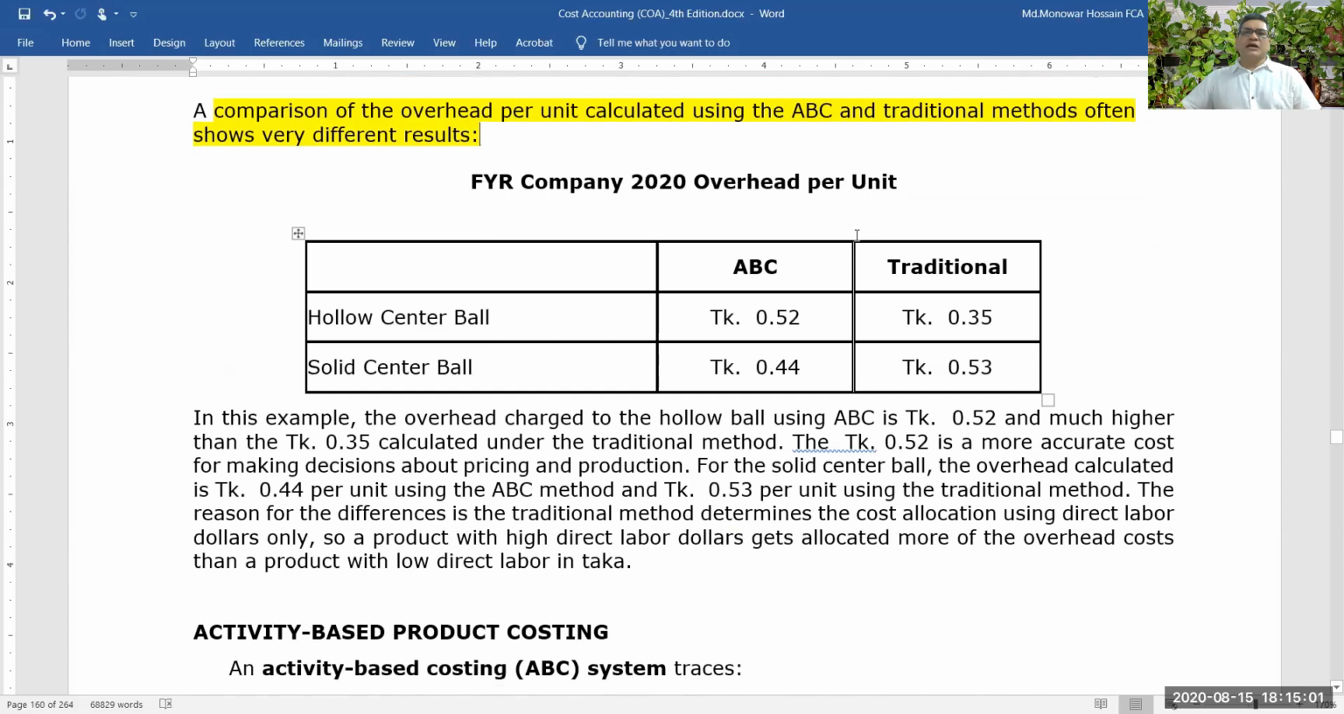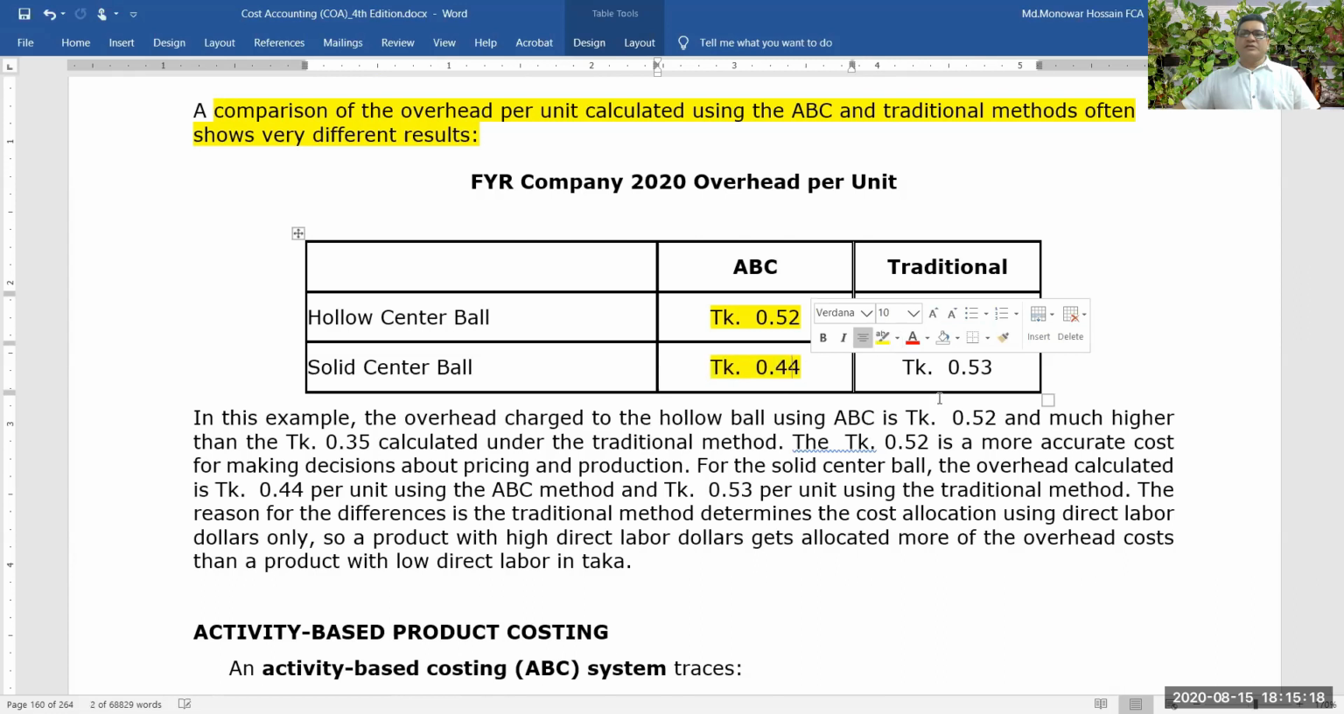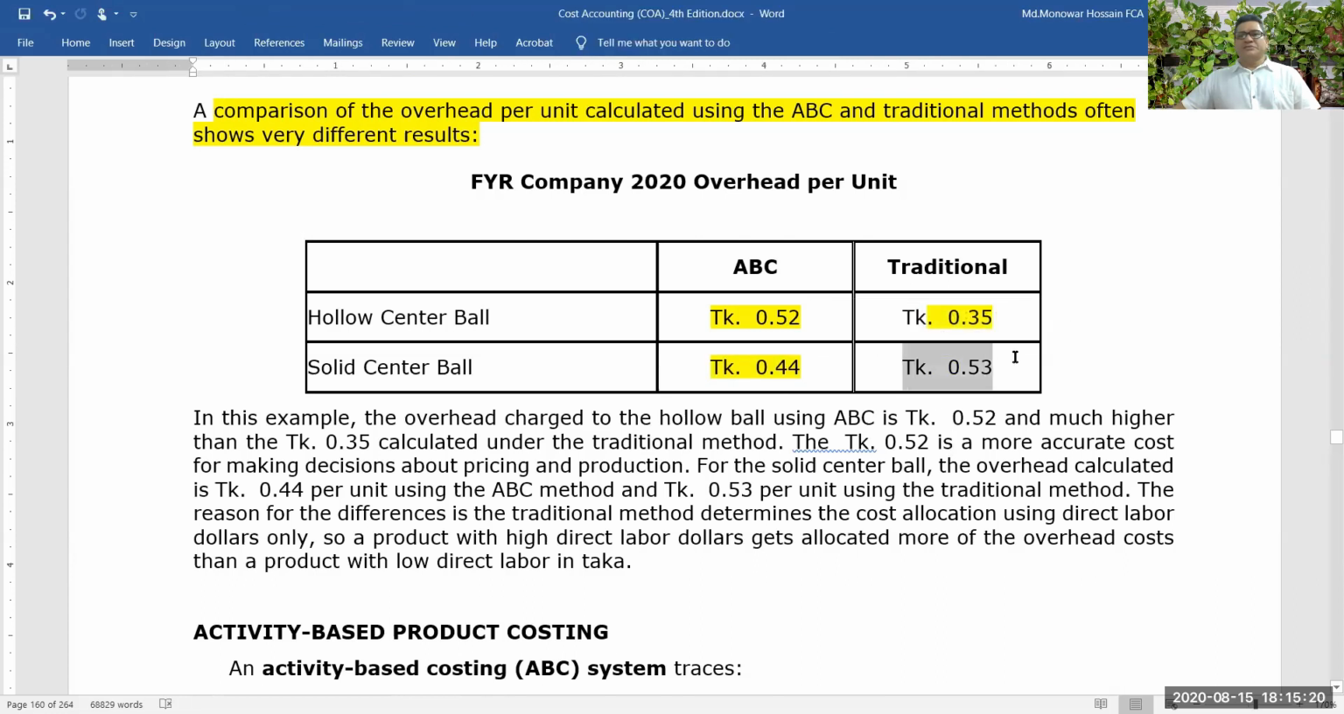So hello, center ball: under activity based costing the overhead cost is 0.52 and traditional is 0.35. And solid center ball is 0.44 under ABC costing and here 0.53. So look, this is the difference between activity based costing and traditional costing. The overhead allocation rate is different.